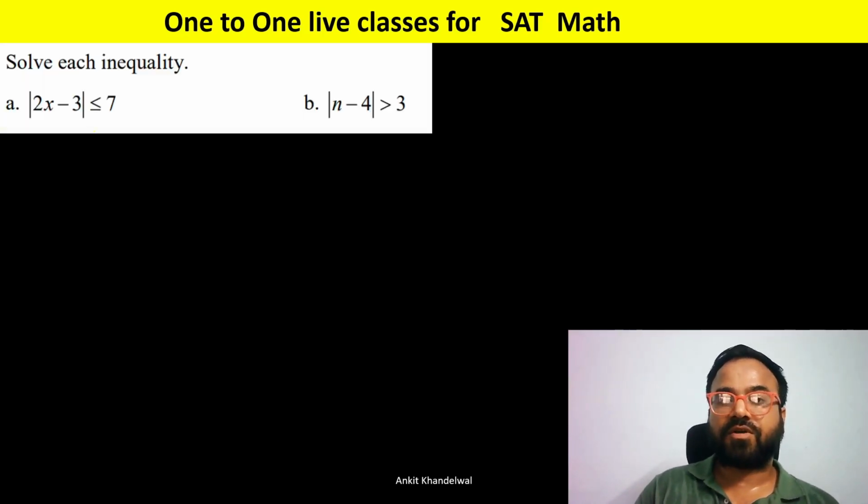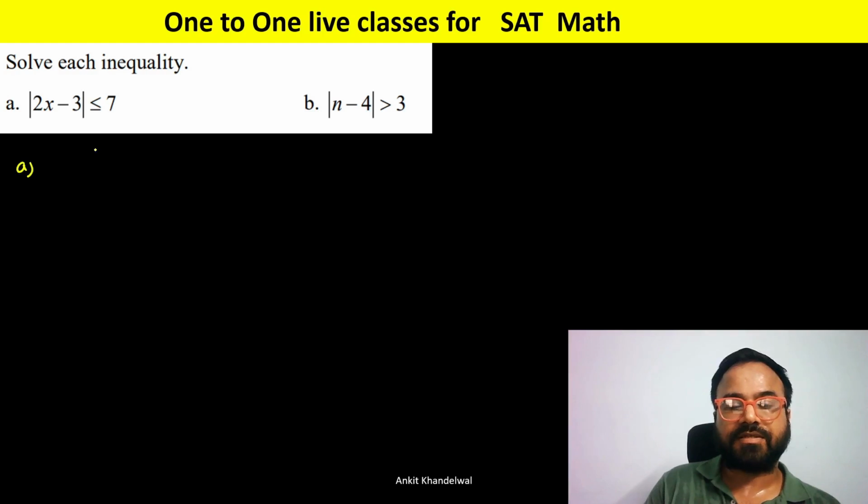And if you have to solve this compound type of inequality, we will be using the result: the absolute value of some expression is less than or equal to a. So here we'll be saying x is going from -a to +a. Therefore, according to this logic, we will open it like this: 2x minus 3 is greater than or equal to -7, and less than or equal to 7.